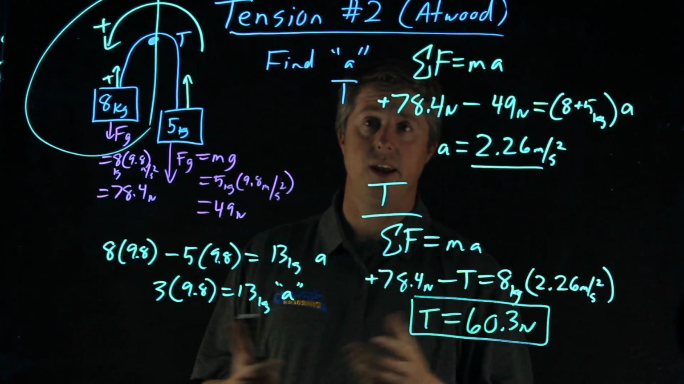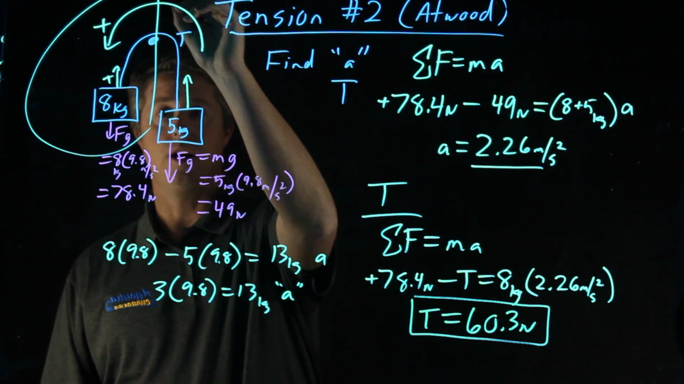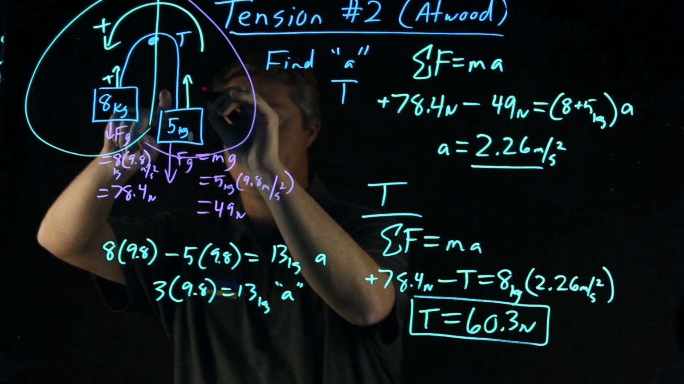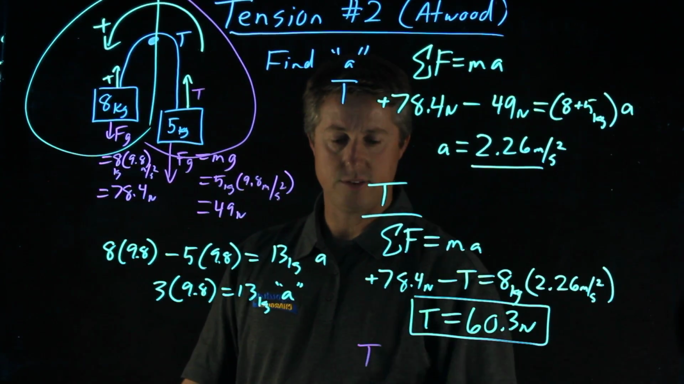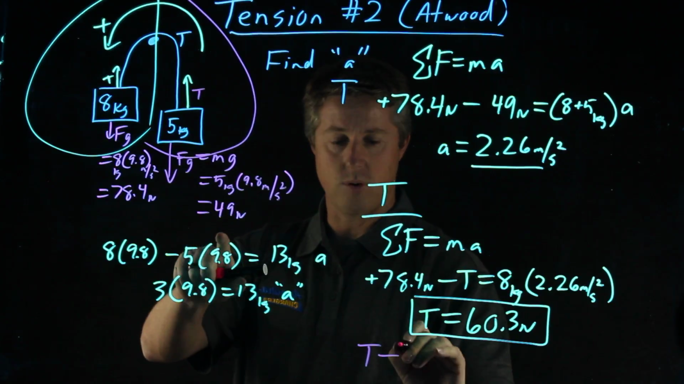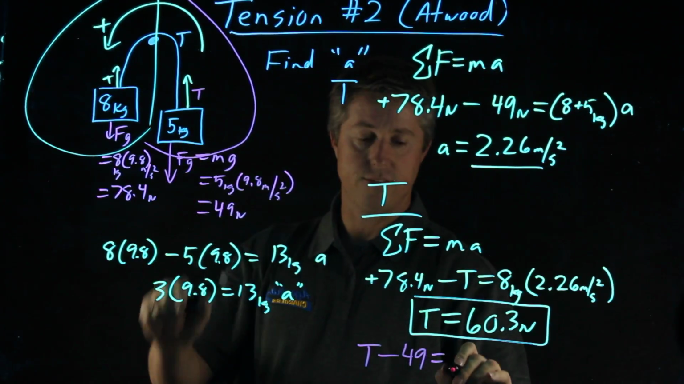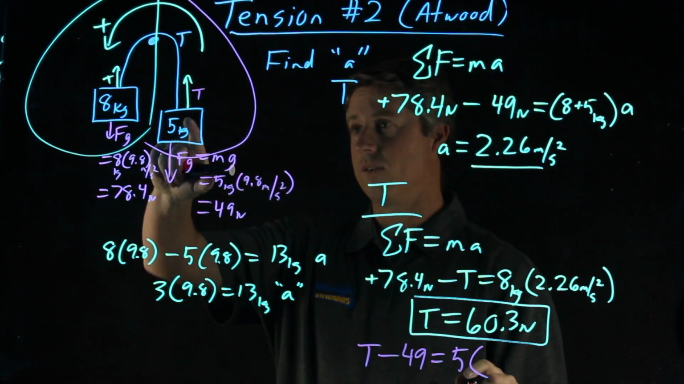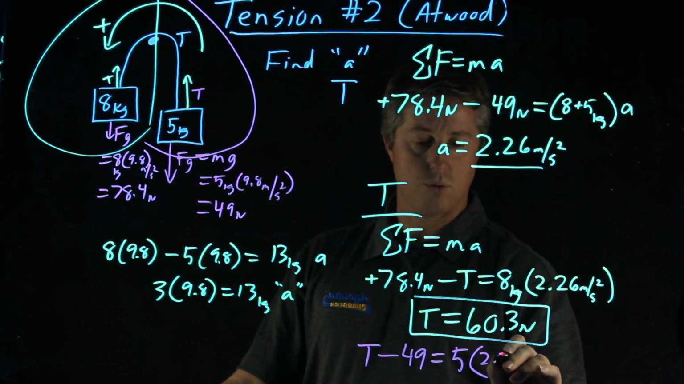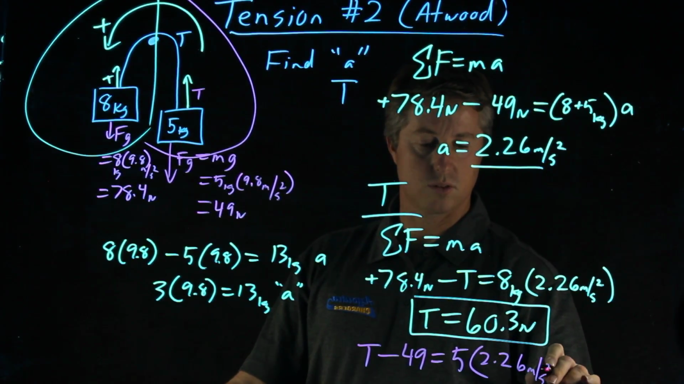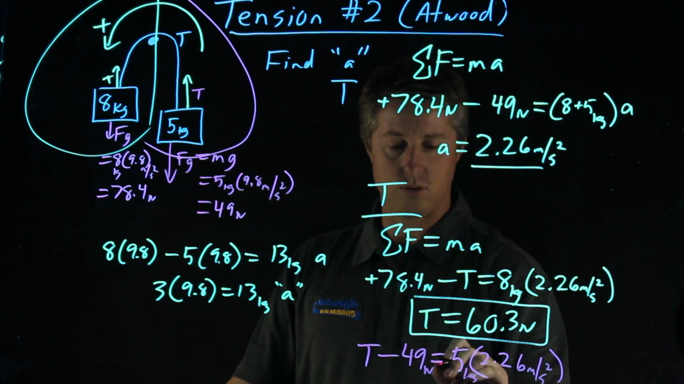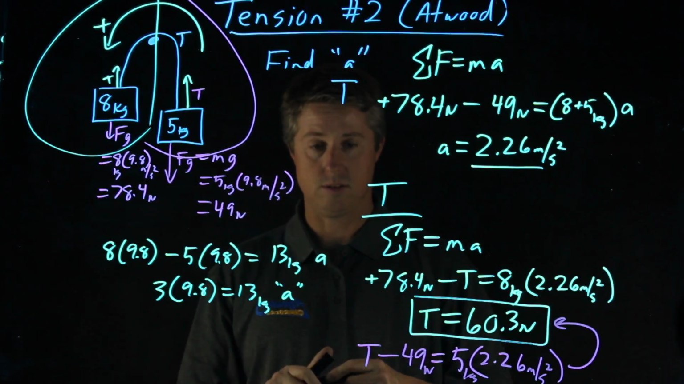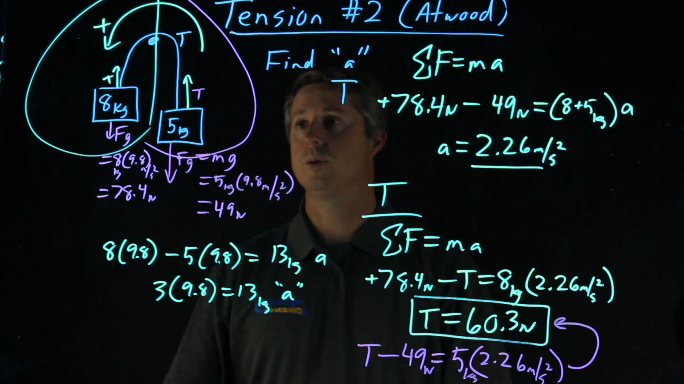Remember, this problem has its inherent check. If you wanted to solve the other side, say this side, we could do that real fast. We'll sum the forces. Tension is up in this case, so that'd be positive tension minus 49 equals the mass of 5 times the acceleration of this block. And this block is accelerating in the way that it's moving, so 2.26 meters per second squared. This is kilograms, and that was newtons. Which also gives you the same tension, because tension's equal and opposite on both sides.